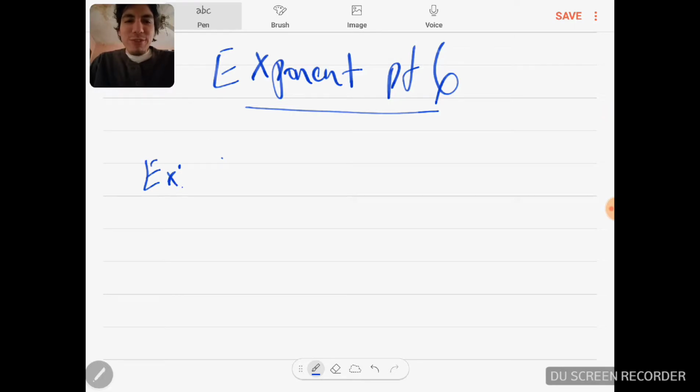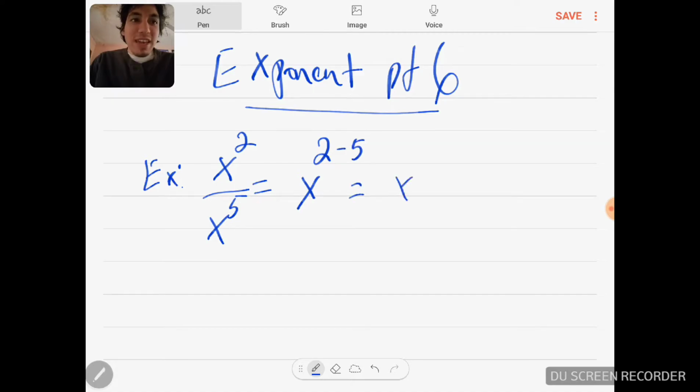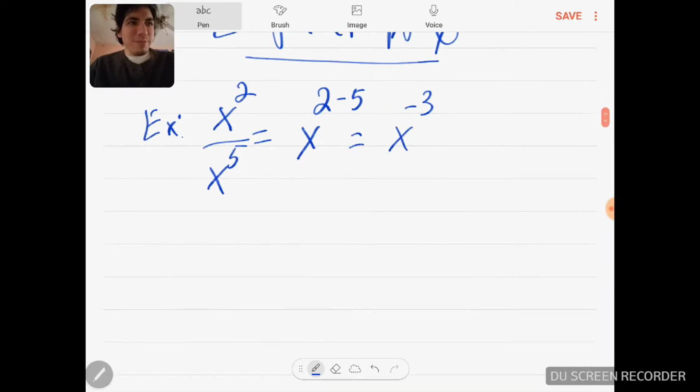What if I gave you an example where I have x to the second over x to the fifth? What's going to happen is I'm going to end up getting a negative exponent. When you first see this, you're kind of like, how do you work with a negative exponent? Or what even is a negative exponent? You're trying to figure that out, right?